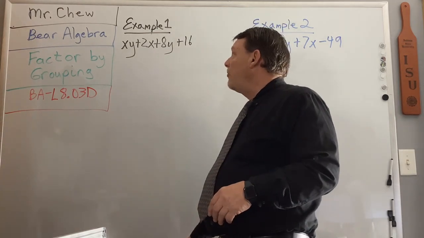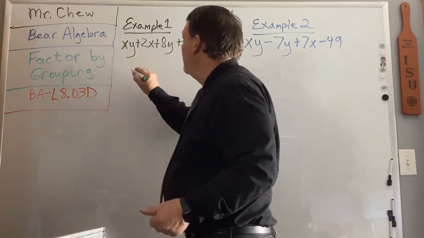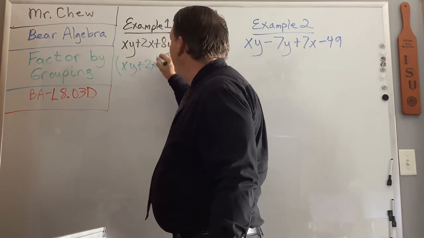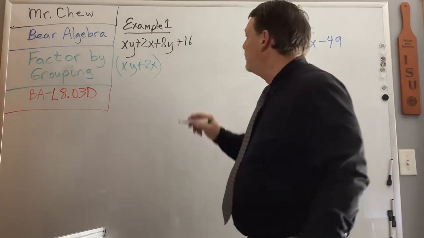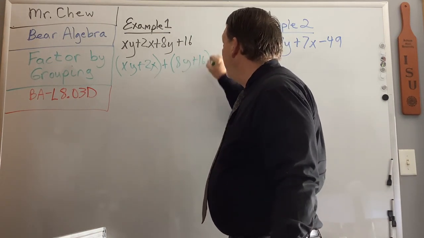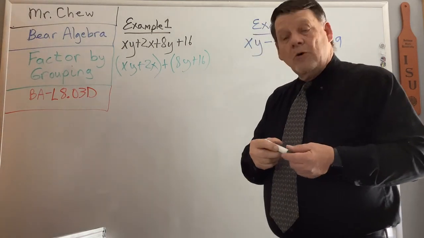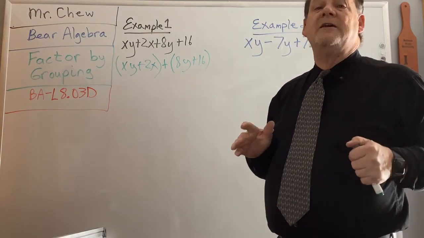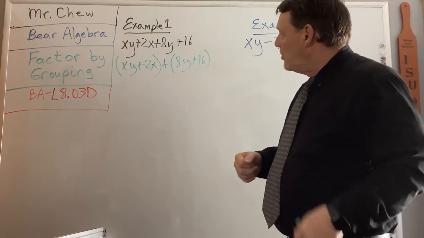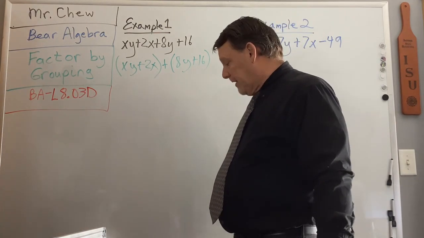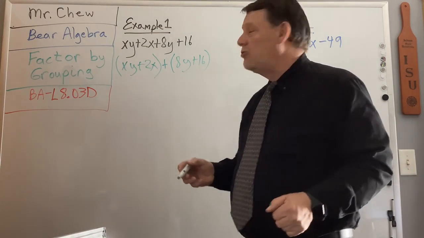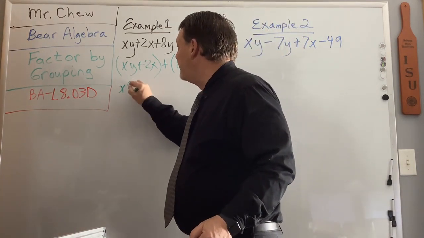So, first thing we're going to do is take the xy plus the 2x and find the GCF of those two. And then we're going to take the 8y and the 16 and find the GCF of those two. When you do that, in parentheses, you should have a common factor that you can pull out. So, if I look at xy and 2x, what do they both have? They both have an x. So I can reverse the distributive property and pull the x out.